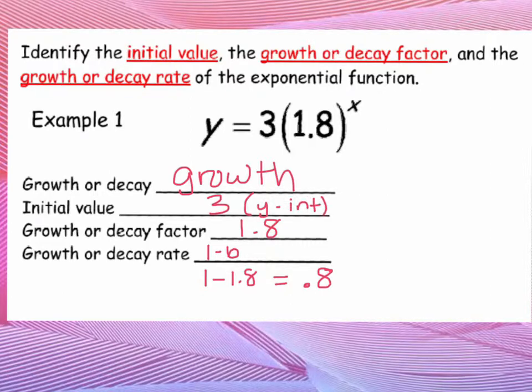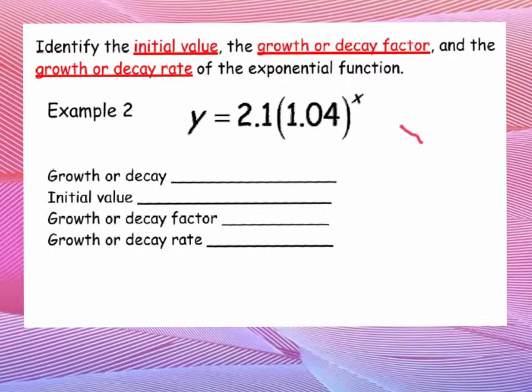Then this is a growth factor, so our growth factor is 1.8. It's inside the parentheses. And then our growth rate is going to be b minus 1. B is 1.8, so 1.8 minus 1 is 0.8, and that's our growth rate.